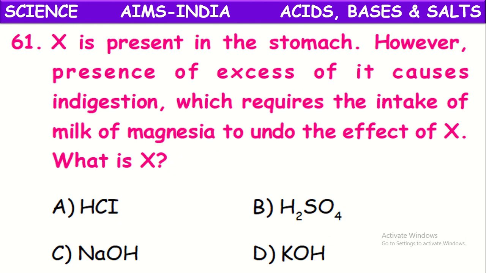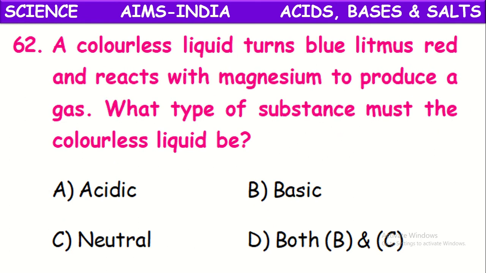X is present in the stomach. However, the presence of excess of it causes indigestion, which requires the intake of milk of magnesia. Already we have seen what acid is produced in our stomach. That is hydrochloric acid, isn't it? Next, a colorless liquid turns blue litmus red and reacts with magnesium to produce a gas. What type of substance must the colorless liquid be? As it reacts with the metal, it must be an acidic substance, and with magnesium it forms hydrogen gas. Okay, that is an acidic substance.